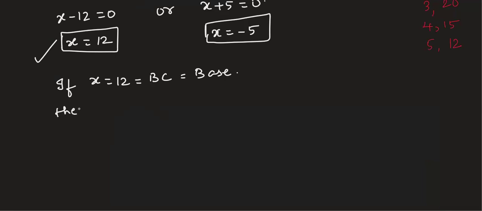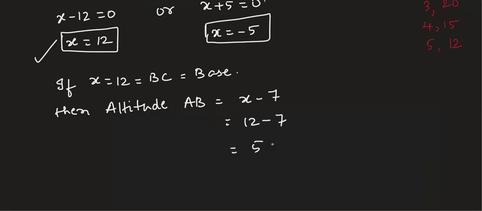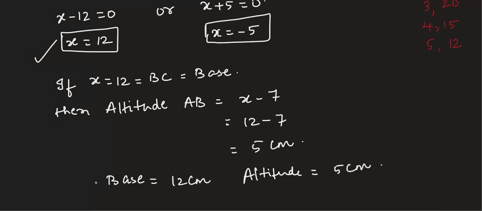The altitude AB is nothing but x minus 7 centimeter. So x will be 12. So 12 minus 7, so that will be 5 centimeter. Okay, so here the final answer will be, base value will be 12 centimeter and the altitude will be equal to 5 centimeter. That's all. This is the final answer.